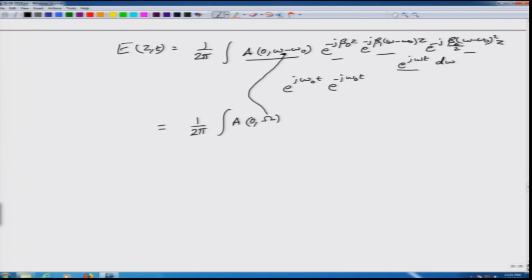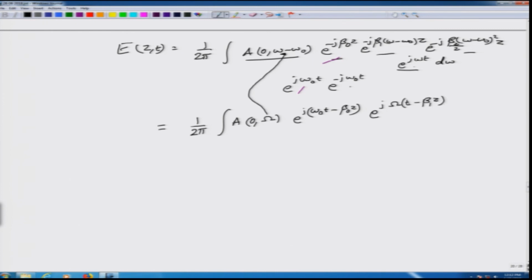Okay. So, I have A(0, omega), I have e to the power j(omega 0 t minus beta 0 z). This I obtained by combining this term with this term. Then I have a term which is e to the power j, by combining this one with this one, (omega minus omega 0), which is what we have called capital Omega. So, I have capital Omega t minus beta 1 z.